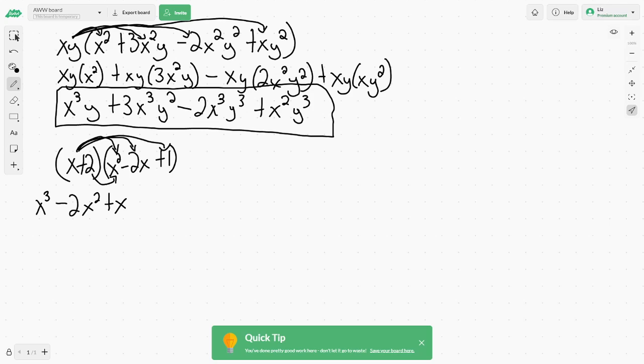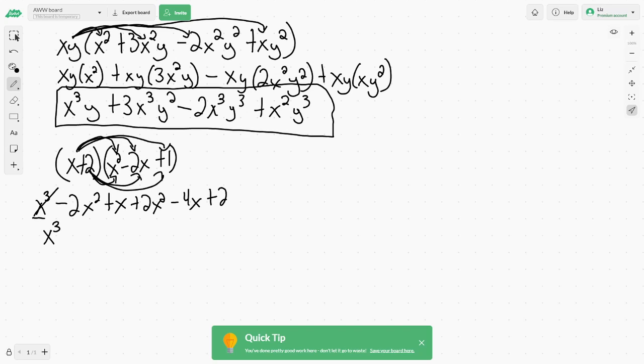Now we're going to distribute our positive 2. 2 times x squared is 2x squared. 2 times negative 2x is negative 4x. 2 times 1 is 2. Now I'm going to combine my like terms. I'm going to start with my highest power first. So that's x cubed. There's only one x cubed, so I'm done.